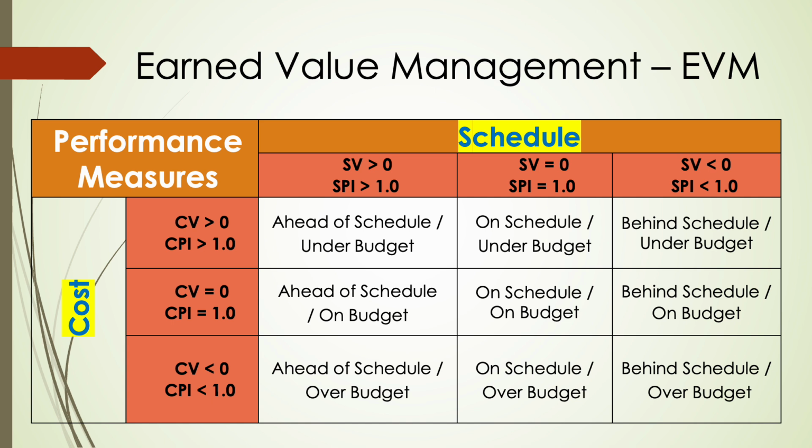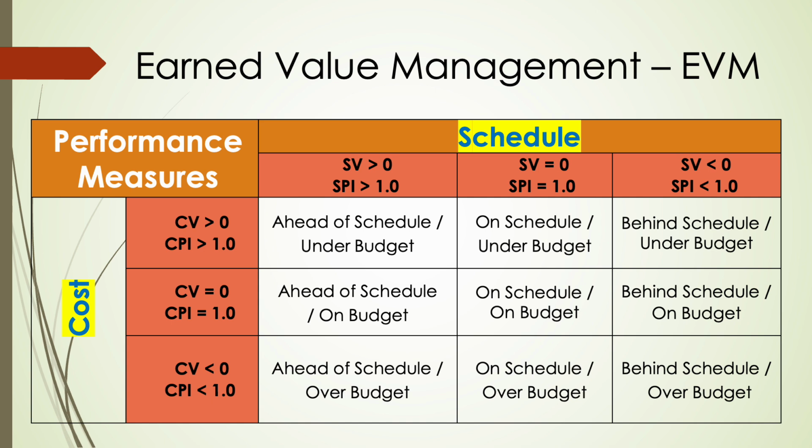Here's another quick snapshot of project health using 2 dimensions, cost and schedule. For cost, if CV is greater than 0 and CPI is greater than 1, then you're under budget, great news. If CV equals 0 and CPI equals 1, then you're right on budget. If CV is less than 0 and CPI is less than 1, then you're over budget, something to address.